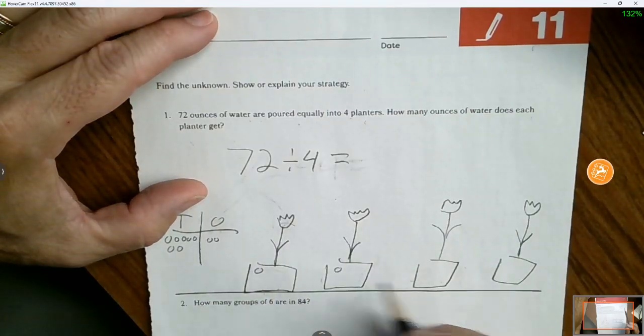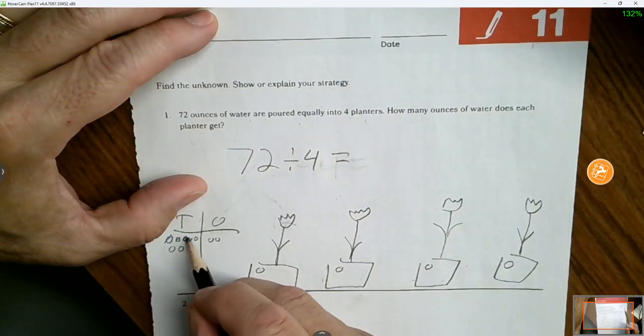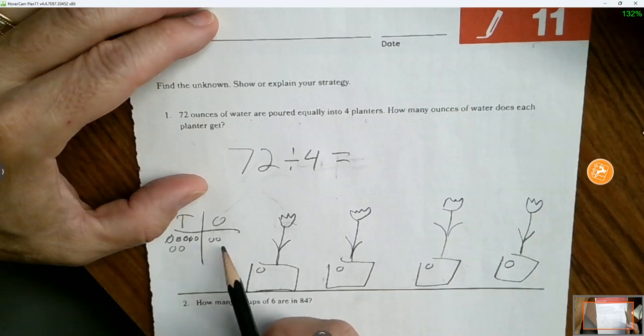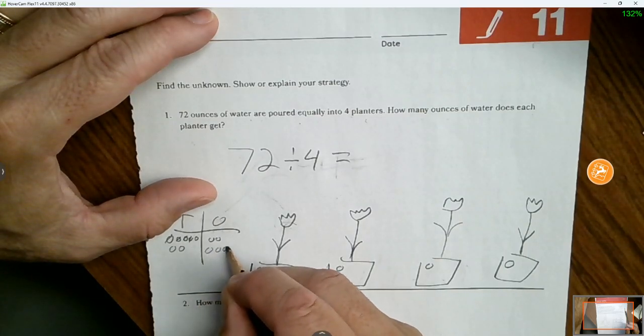1, 2, 3, 4. 1, 2, 3, 4. Well, now we have 3 left, right? 3 left, and we only have 4 planters. So we're going to have to break all of those up and then put those over here. So that's a lot. But 2, 3, 4, 5.